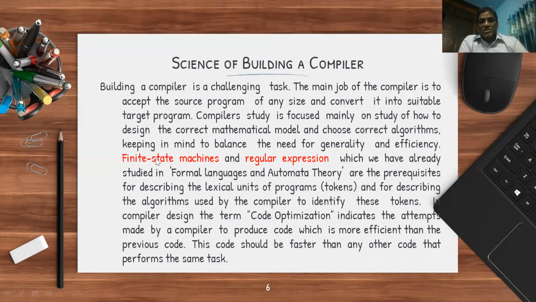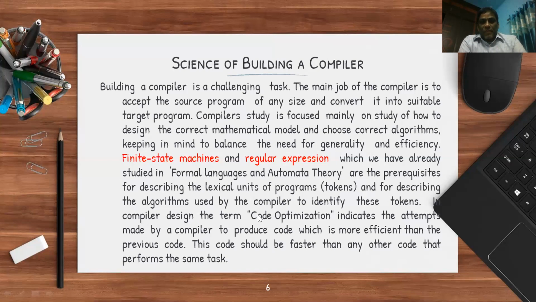So finite state machines are generally used for writing the language recognizer, to decide whether a particular string belongs to the language or not. And also the regular expressions are meant for identifying whether it is a valid token in the corresponding language or not. So these topics we already learned in formal languages and automata theory.